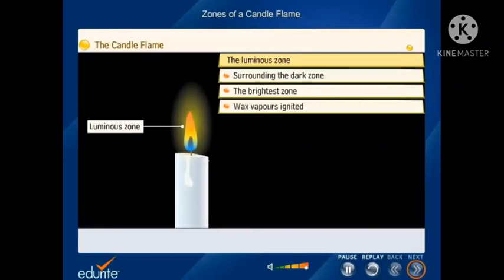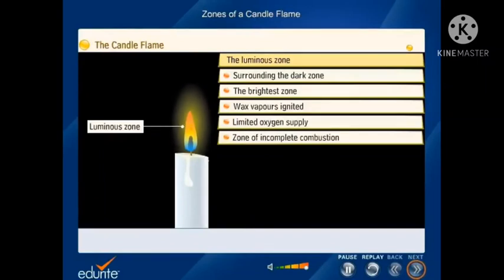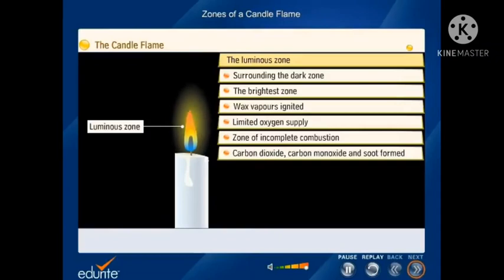But why is this zone luminous? The oxygen supply not being sufficient here, the wax vapors and soot particles burn incompletely here. It is the zone of incomplete combustion. Many times we see a short red zone formed after the yellow flame zone. The soot particles that are only partly burnt glow and give an orange-red color while cooling after combustion. They are then pushed further upwards by the heat currents to the outermost zone.